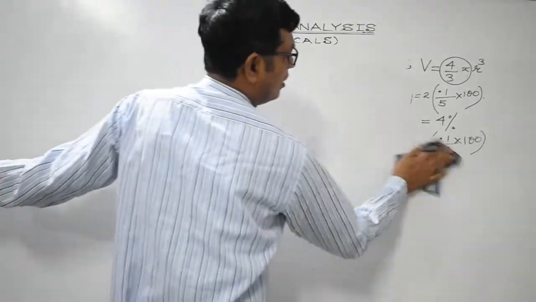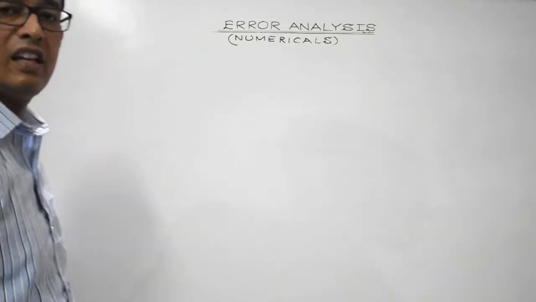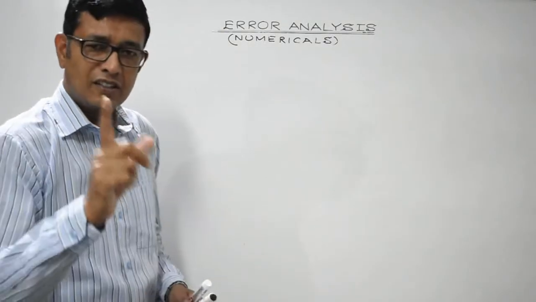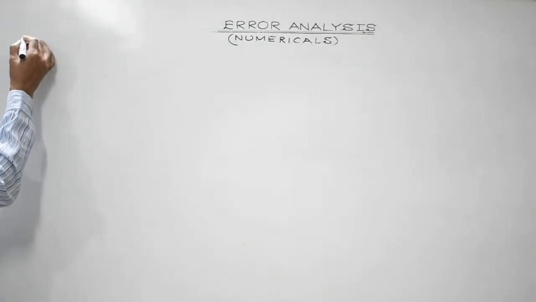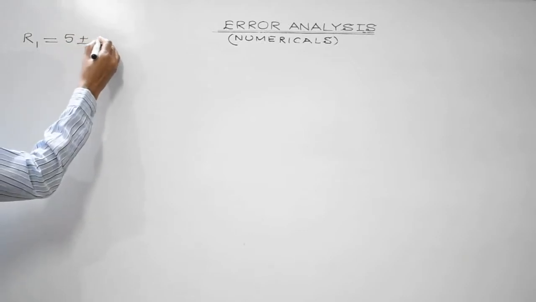It's again based on a combination of resistances, suppose. Again, you must have studied the combination of resistances in series and in parallel. Suppose 2 resistors are given. One has a value of 5 plus minus 0.1 ohm.